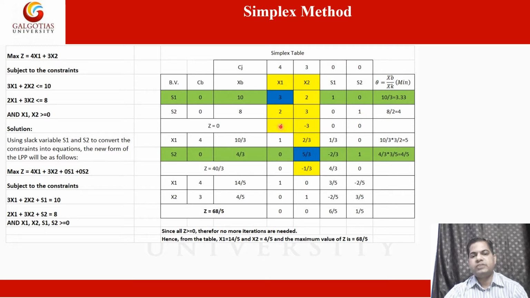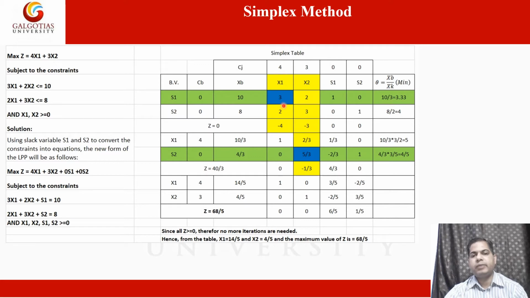Now out of these four values, we have to find which one is the most negative value of zj. So the most negative value of z is minus 4. So this x1 is my key column. Now I have the key column, so I can find the value of theta. Theta is the ratio of the xb column corresponding to the xk column, that is the key column.